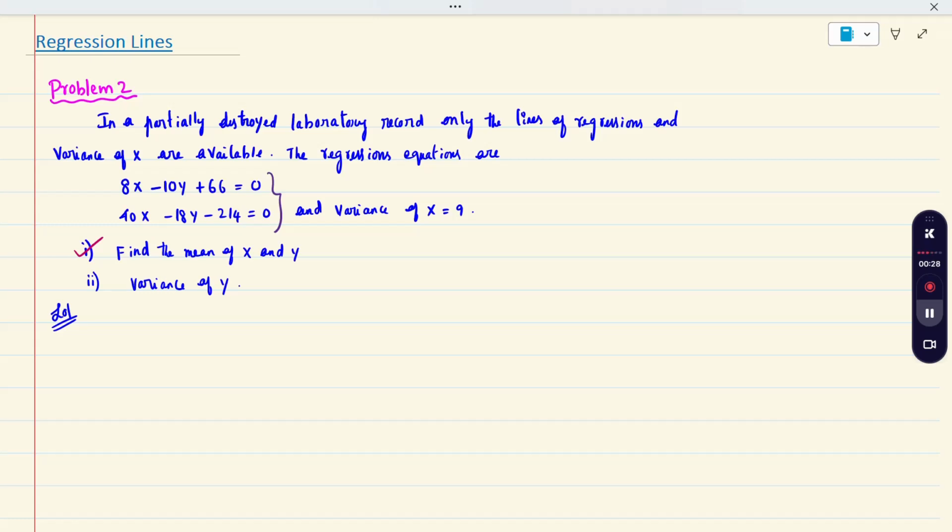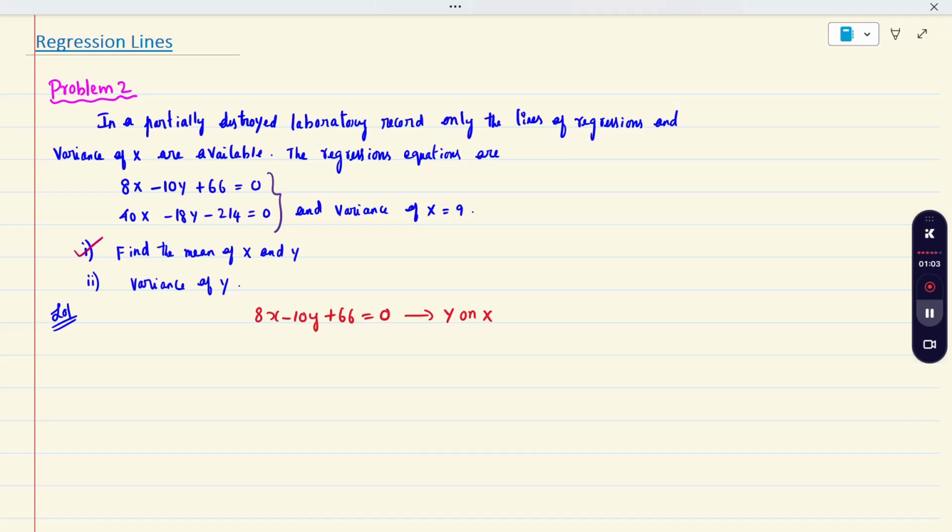So first step, two regression equations are given. In the previous video, we found the regression equation; now the regression equation has been given. First step, I have to rearrange the equations as y on x and x on y. So the first equation I will take as it is: 8x minus 10y plus 66 equal to 0. I'm going to arrange this equation as y on x.